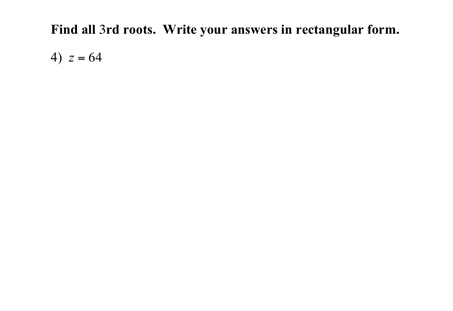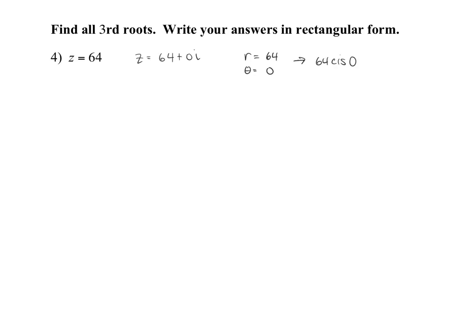For question 4, finding all the third roots. This is De Moivre's theorem. So the first thing we need to do is convert this complex number into polar form. So right now it could be thought of as 64 plus 0i. So then the modulus is 64, and the argument is 0 radians. So in polar form, it's 64 cosine plus i sine of 0.